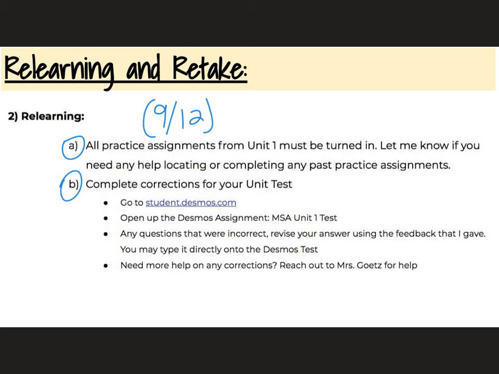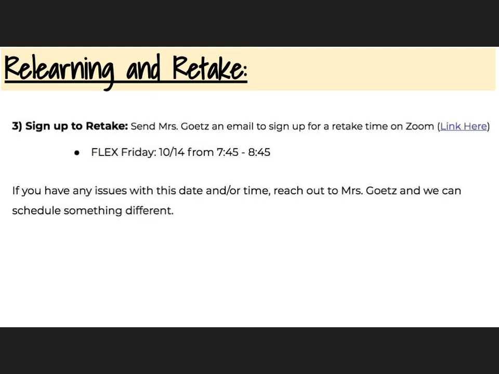Letter B, you're going to complete corrections for your test. So where you see my feedback, which means the question was incorrect, I need you to revise your answer using my feedback. And you can type your new answer directly into your Desmos test. So you're going to change your answers for any question that was incorrect. Again, if you need any help on those corrections, please reach out to me. I'd love to help. And once you've finished step 1 and step 2, you're welcome to sign up for a retake.